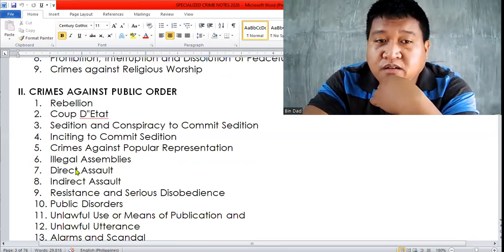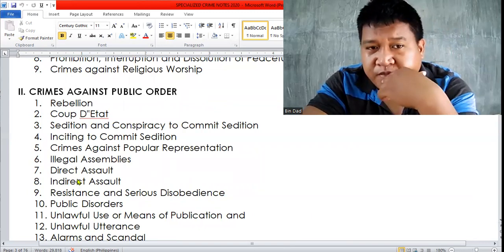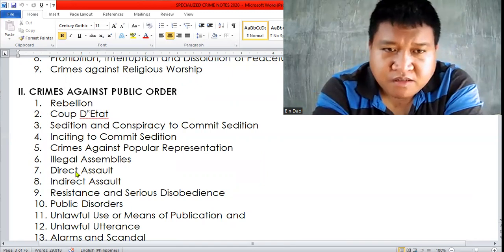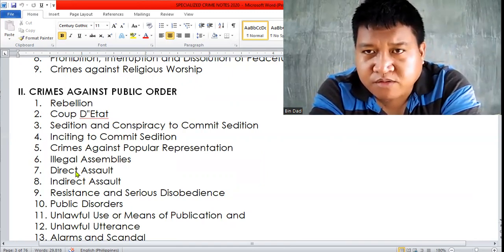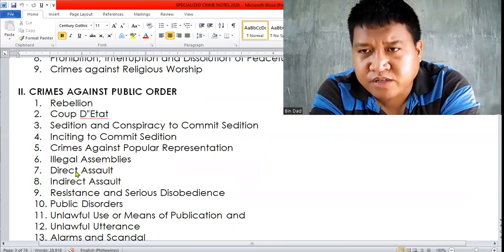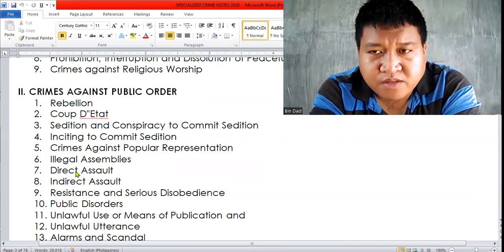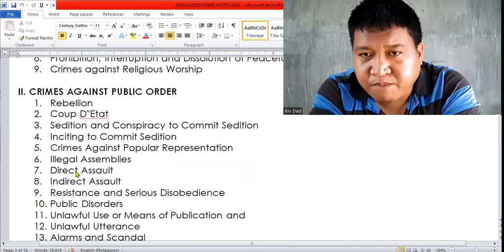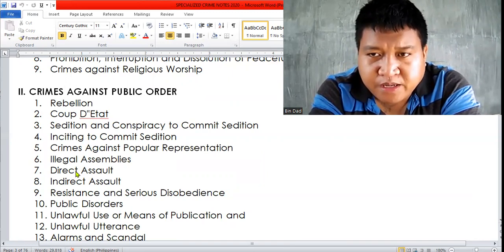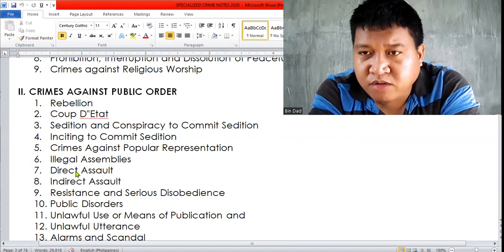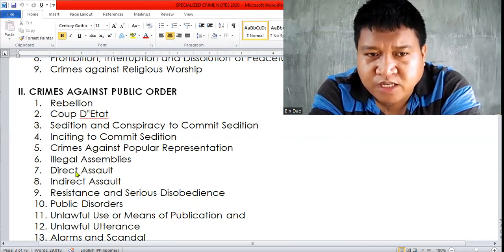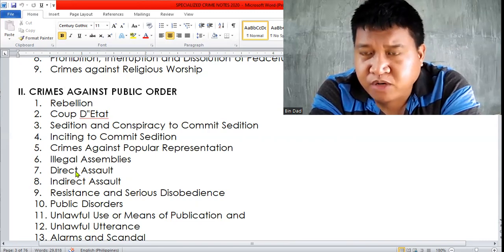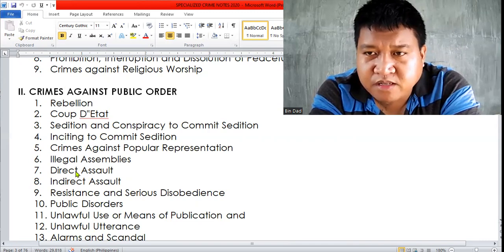Yung ang victim dito is a public officer. So pag sinuntok mo or inatake mo, in whatever manner, ang isang public officer who is exercising his function, then that is direct assault. Especially those persons in authority. So examples of person in authority: the mayor, the barangay chairman, or punong barangay. So pag ang in-assault mo naman is the agent of a person in authority, like the police, the police is an agent of a person in authority, then that is indirect assault.